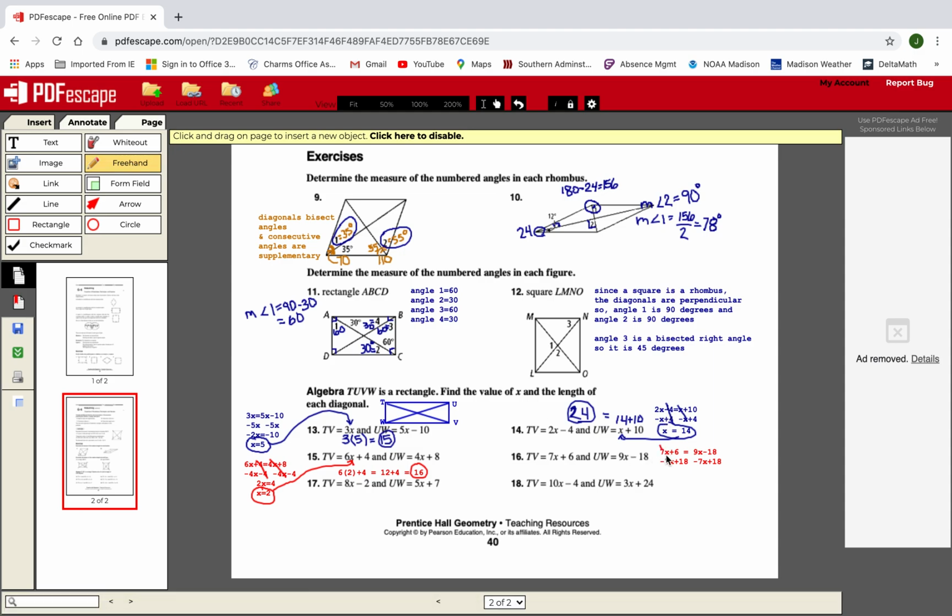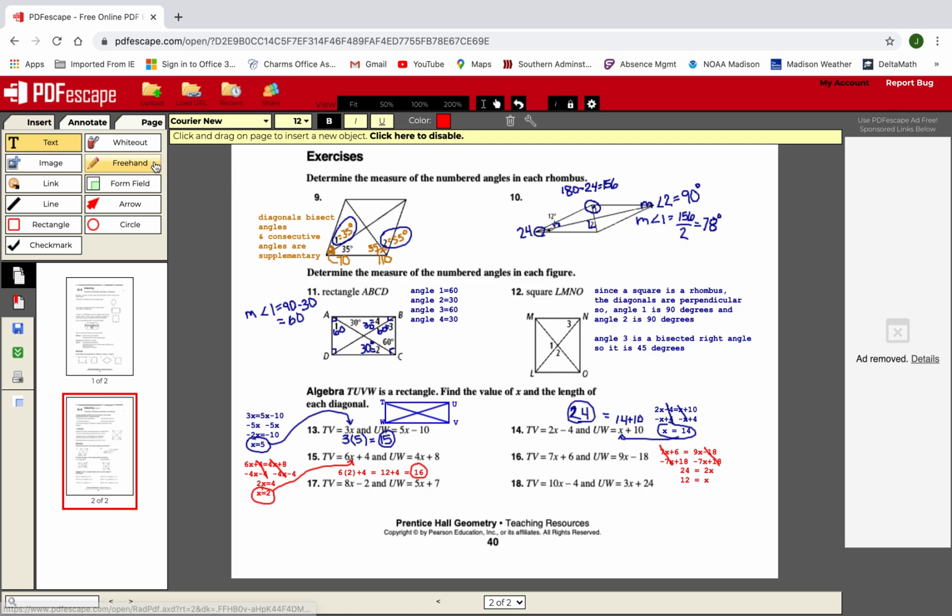So my x's are going to cancel out on the left, and my constants are going to cancel out on the right. Perfect. And on the left side, 6 plus 18 is 24. And on the right side, 9x minus 7x is 2x. So the last thing to do here is divide both sides by 2, and I get that x is 12.